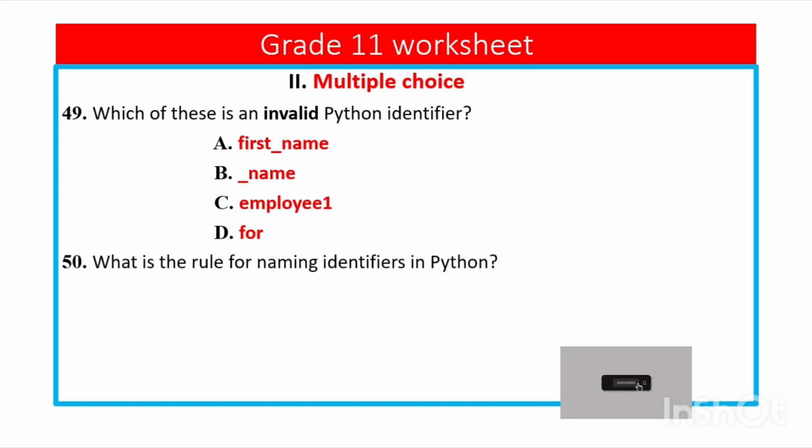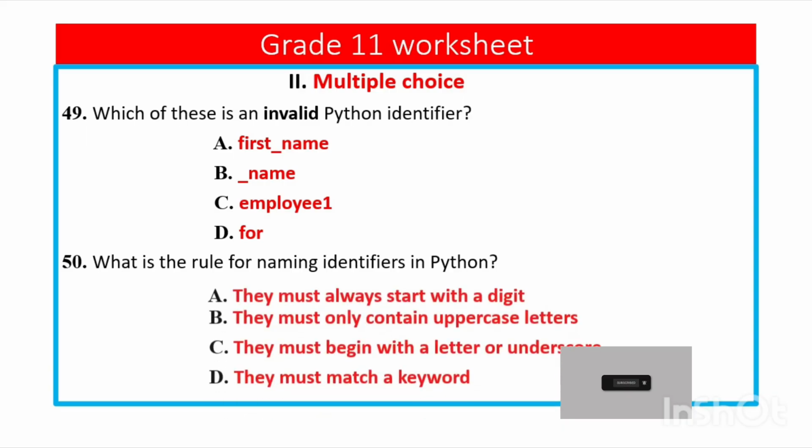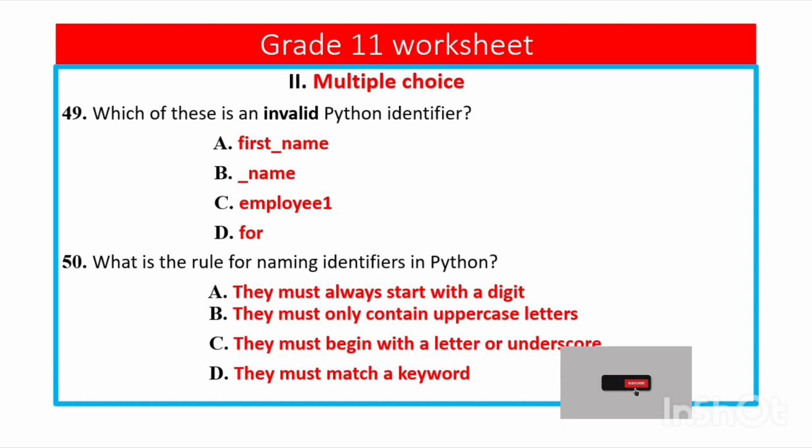50. What is the rule for naming identifiers in Python? A. They must always start with digits. B. They must only contain uppercase letters. C. They must begin with a letter or underscore. D. They must match a keyword.